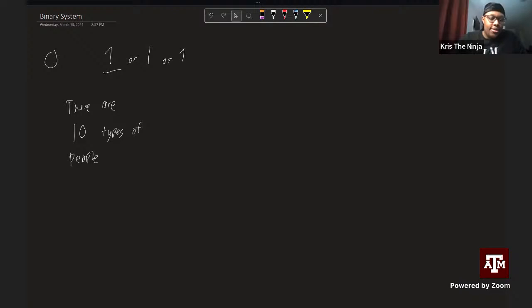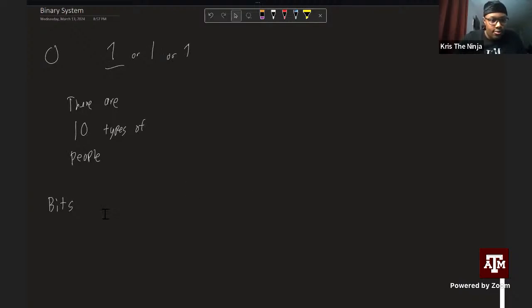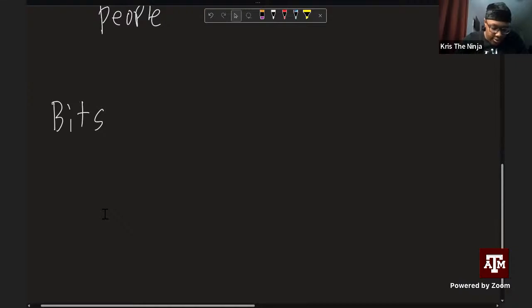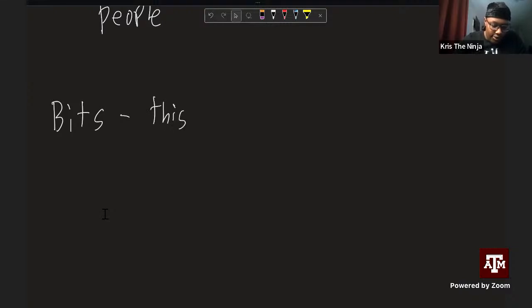But in binary, since there's only zero and one, in order to get larger numbers such as two or a million, you have to add bits to it. So you have this defined term known as bits. Let me zoom in a little bit so I can isolate this. The defined term of bits is the representation of one digit in binary.